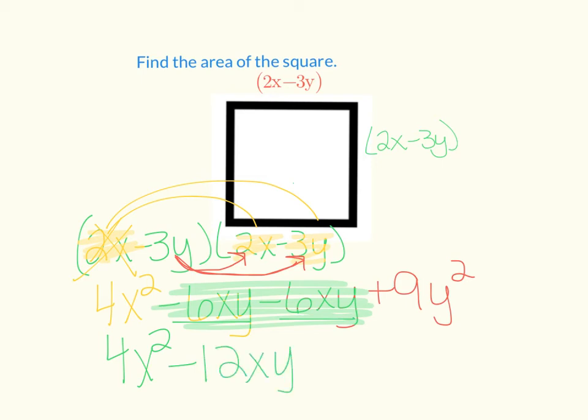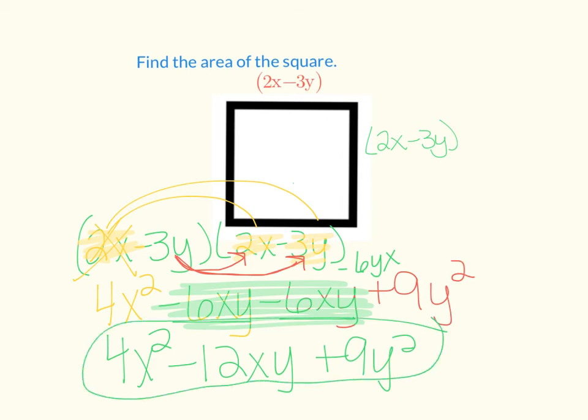Can you see the importance of keeping your variables in order? If we would have done negative 6yx, you might not have thought those were the same thing, and they are. And then we have 9y squared. And that's the answer.